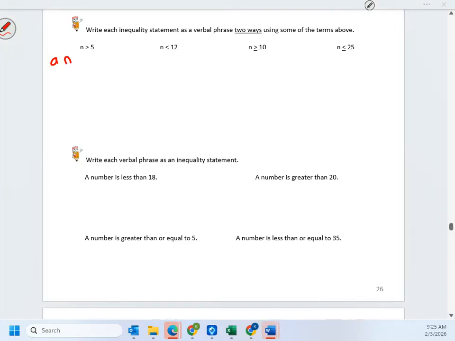Be careful. Look at that symbol. Look at where the big part is opening up to. Yeah, a number greater than 5. Yeah. So that big part opens up to the number side. So to that left side. So it's a number greater than 5. What's another verbal phrase we could say? Fernanda. A number higher than 5.